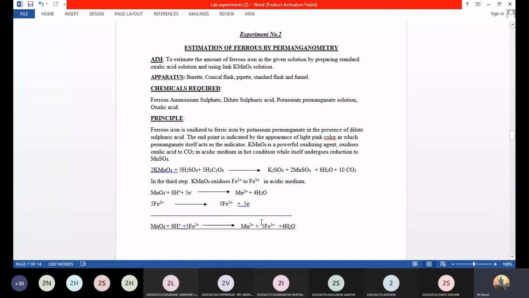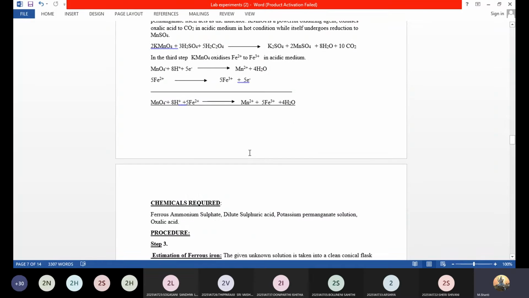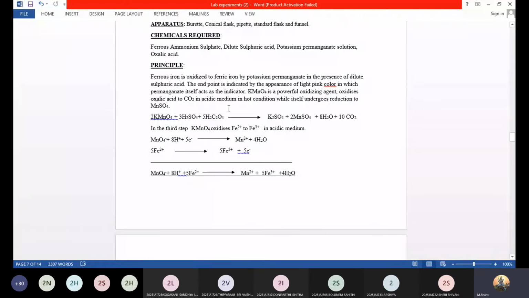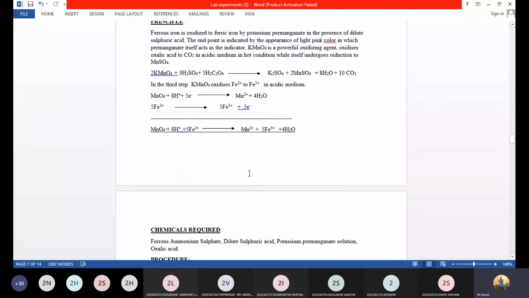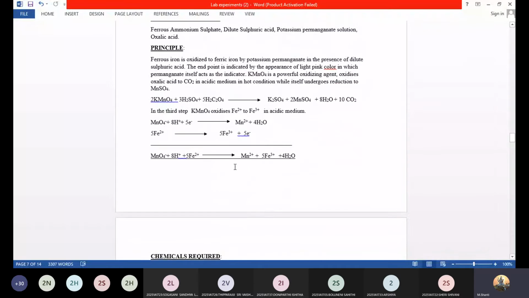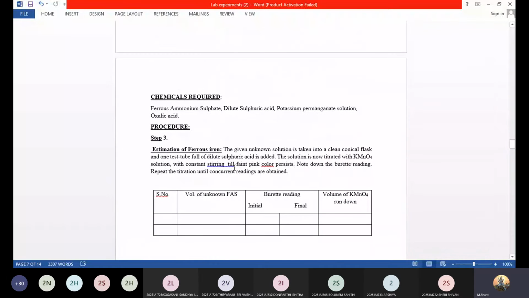So these equations you are supposed to write. Coming to the principal part in any type of titration, this entire thing thoroughly has to be mentioned in the exam. So you have to read it thoroughly. So this is about the principal part of the experiment. Now, coming to the chemicals required. So what are the chemicals required? Ferrous ammonium sulfate, then dilute sulfuric acid, potassium permanganate solution and oxalic acid.